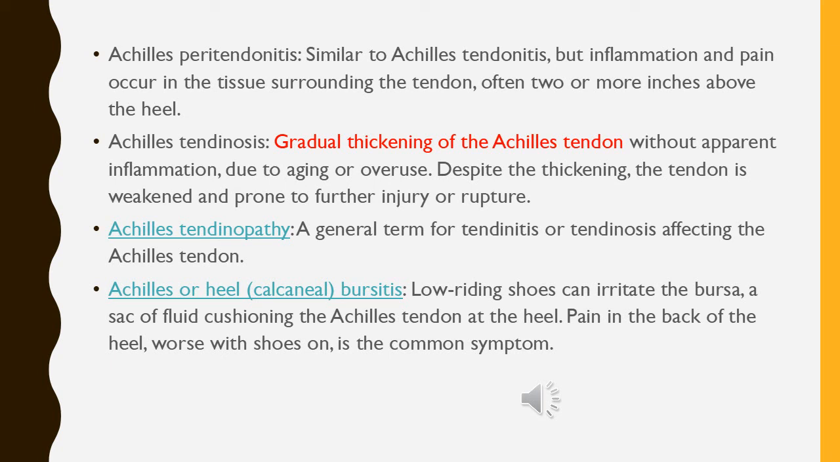The other one is Achilles tendinosis. That is gradual thickening of the Achilles tendon without apparent inflammation due to aging or overuse. Despite the thickening, the tendon is weakened and prone to further injury or rupture. The other condition is Achilles tendinopathy, a general term for tendinitis or tendinosis affecting the Achilles tendon.